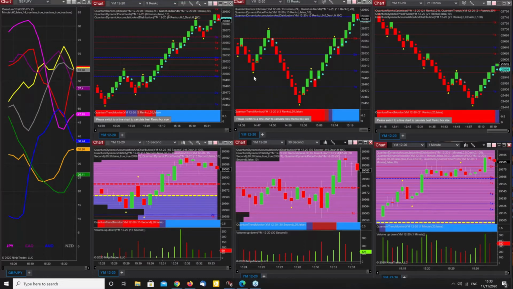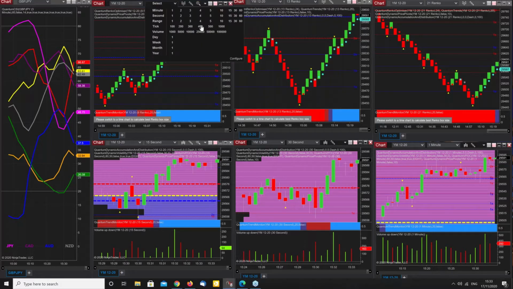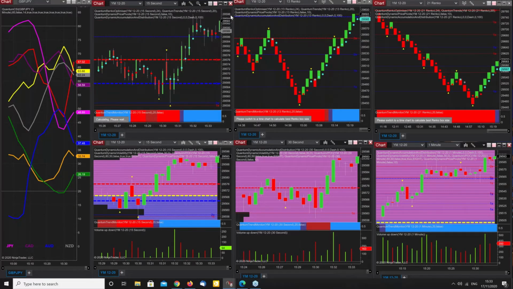Now, Anna was on a fixed Renko box size. I've got this running on the optimal box size. I don't want to flip around too much because we're running on a mobile broadband network at the moment because our fixed is down. But just to show you how easy it is, I'm going to select the 15-second here to tie up with my 15-second below. We'll just wait for that to settle.